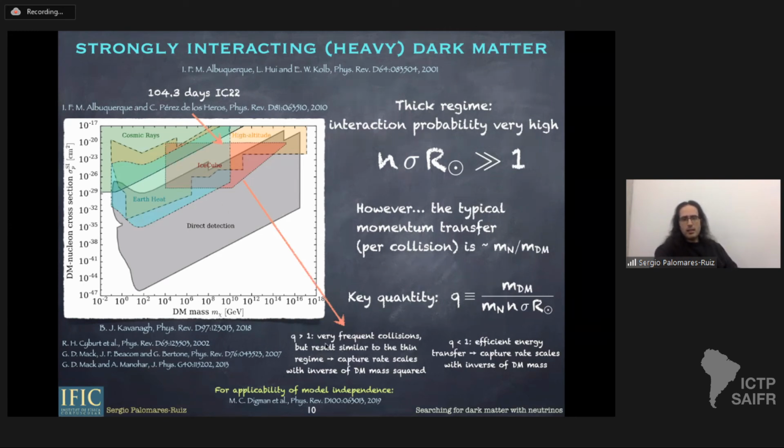there are very frequent collisions, but the result is very similar to the thin regime because the momentum transfer is very, very inefficient. So actually the capture rate scales very similarly as in the standard case in the thin regime. And there were some limits using IC22, so it's like a fourth of the actual detector now, only using 100 days. So I guess it's time to update these kinds of limits.